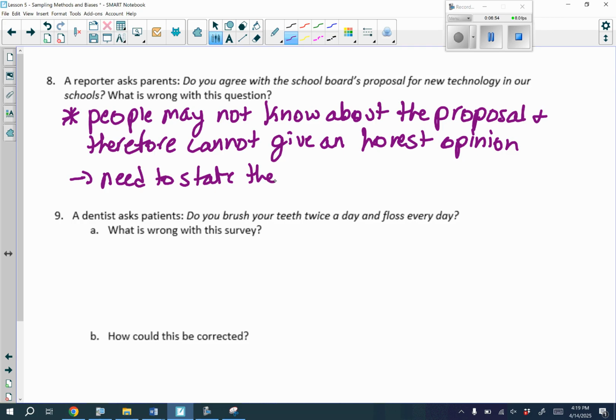I didn't ask for this, but this is just a little information that you may need. You need to state the proposal in neutral language. What I mean by neutral language is making sure that the audience understands what the proposal is saying. Okay, let's get 9.